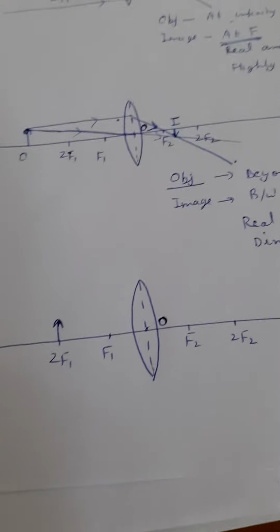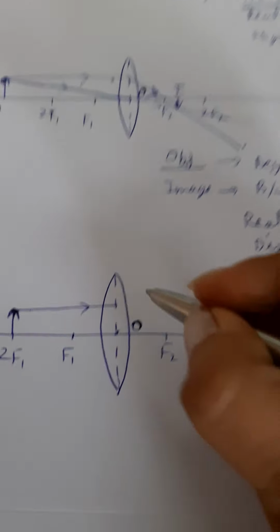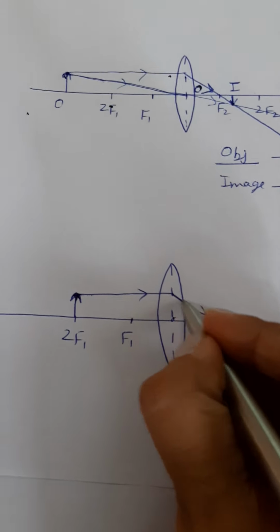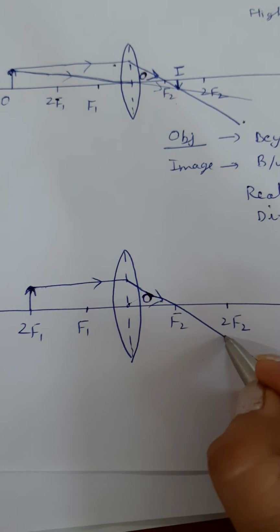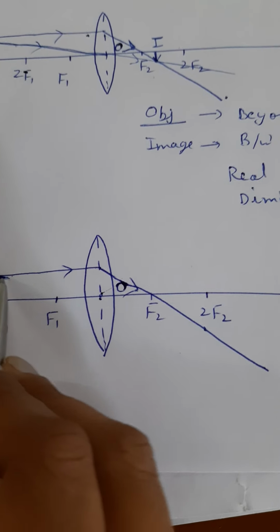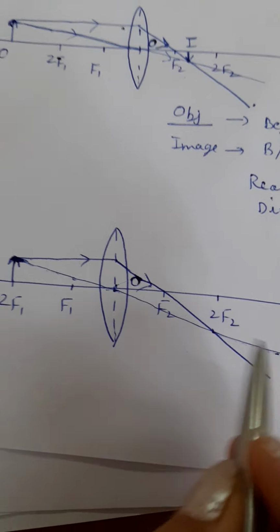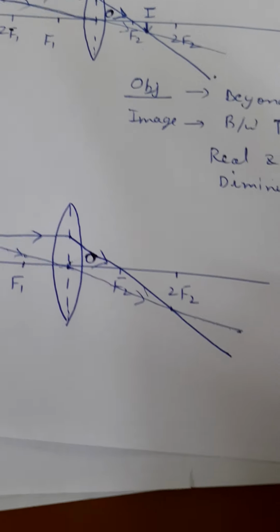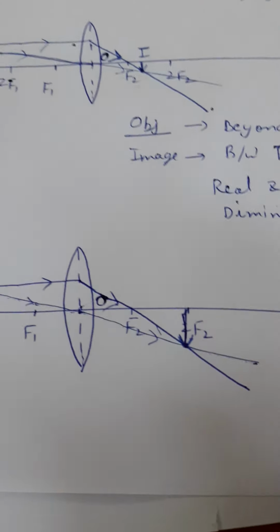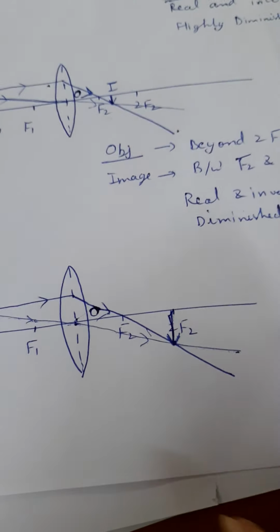Okay. Now what will happen? See, the first rule is a ray which is coming parallel to the principal axis will pass through F2 in such a manner. Now the second one: a ray which is coming along the optical center like this will remain undeviated. Where will they meet? Exactly at 2F2. Here the image will be formed, exactly at 2F2. This is the object and here it is the image.